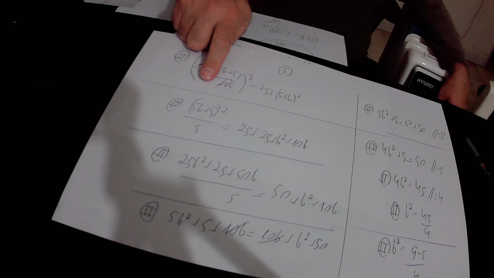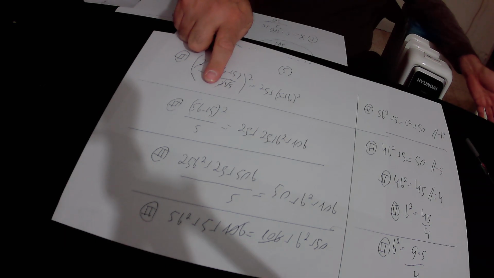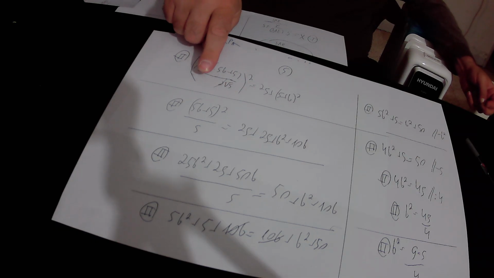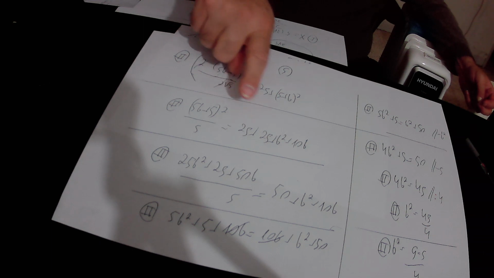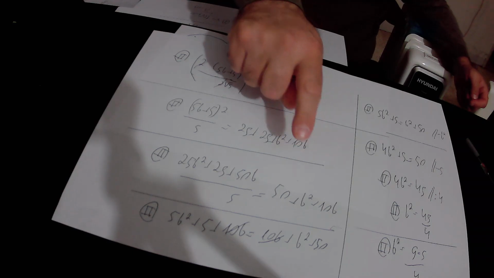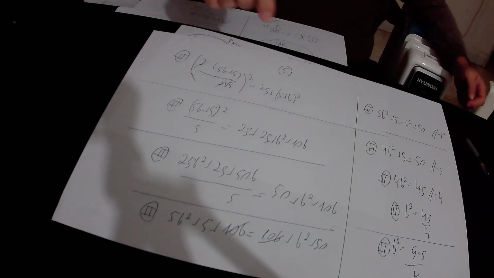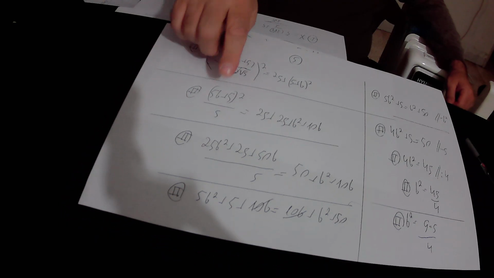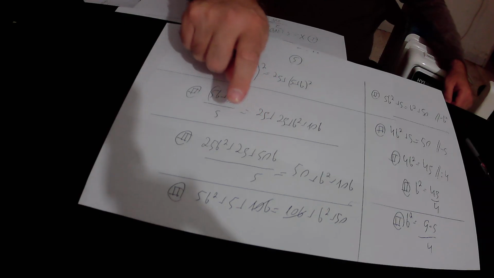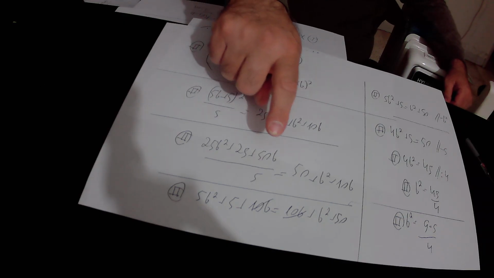Then we open the brackets on this side of equation number 2 and finally found that (5b plus 5) squared equals (5b) squared, that is 25b squared, plus 5 squared, that is 25, plus 2 times 5b, which is 10b, times 5 is 50b, all divided by 5, and it equals 25 plus 25 is 50, plus b squared plus 10b. So here we have 25b squared over 5 is 5b squared, 25 over 5 is 5, and 50b over 5 is 10b.